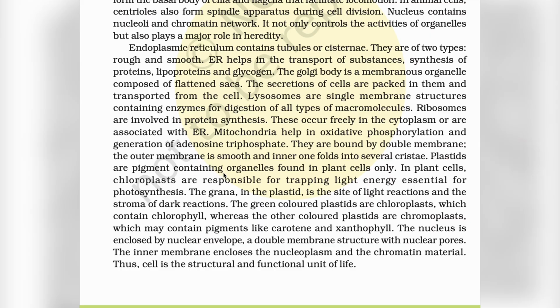Plastids are pigment containing organelles found in plant cells only. In plant cell, chloroplasts are responsible for trapping light energy essential for photosynthesis. The grana in the plastid is the site of light reactions, stroma of dark reactions. The green colored plastids are chloroplasts which contain chlorophyll, whereas the other colored plastids are chromoplasts which may contain pigments like carotene and xanthophyll. The nucleus is enclosed by nuclear envelope, a double membrane structure with nuclear pores.